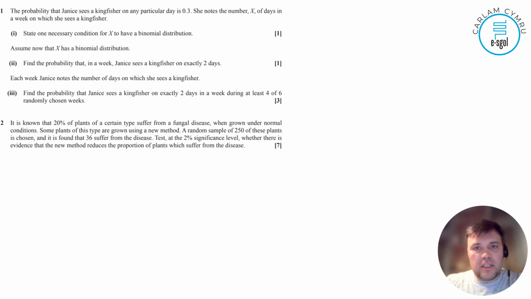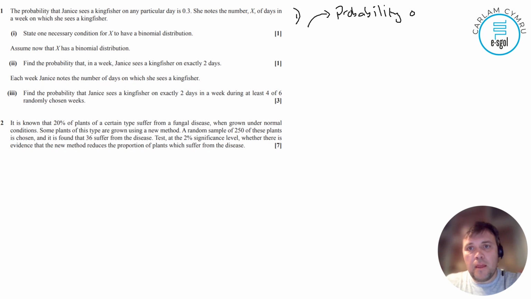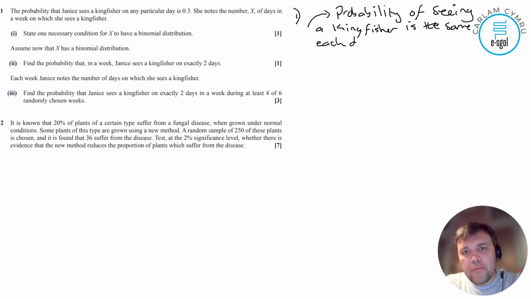So for part 1, either you would say that probability of seeing a kingfisher is the same each day, therefore independent. So probability of seeing a kingfisher is the same each day. So that is your saying about independency. Or you can say seeing a kingfisher on one day is independent of other days.